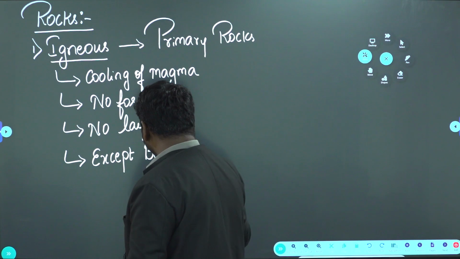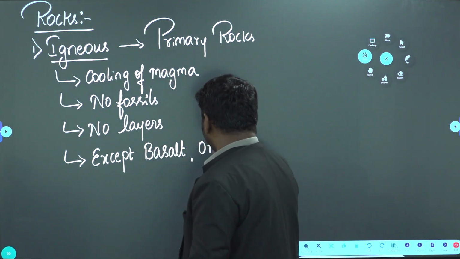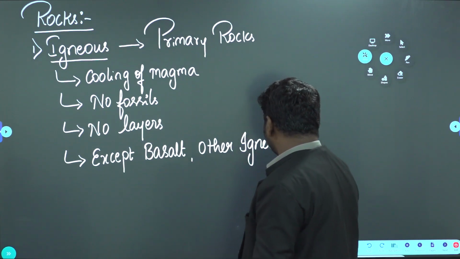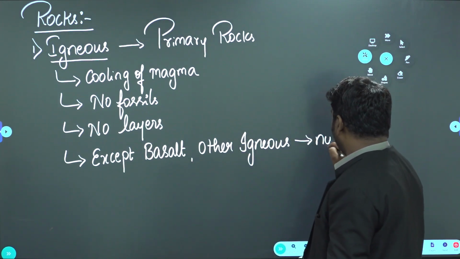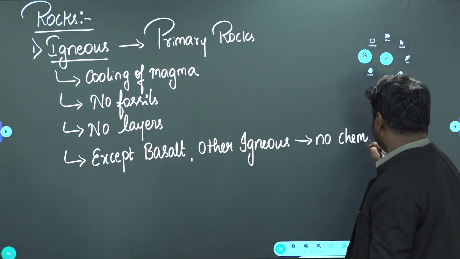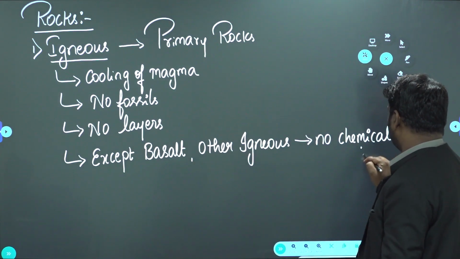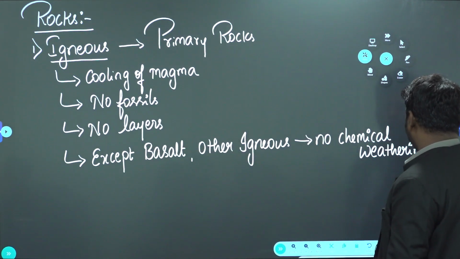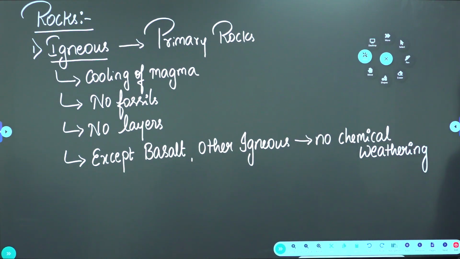Except basalt, other igneous rocks, no chemical weathering. Fine. Basalt undergoes chemical weathering. Granite doesn't undergo chemical weathering. That is the reason it's used in kitchen. Right? No chemical weathering.